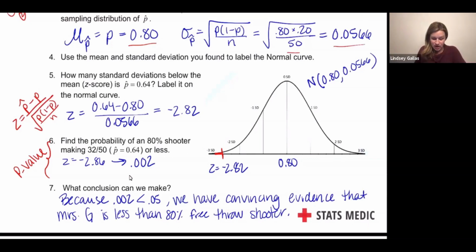So on number 7, what conclusion can we make? Well, this p-value is very small. It is less than 0.05 or less than our cutoff of 5%. So we'd say we do have convincing evidence that Mrs. Gallus is less than an 80% free throw shooter.